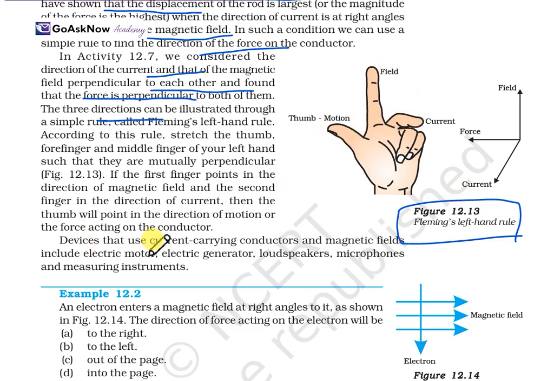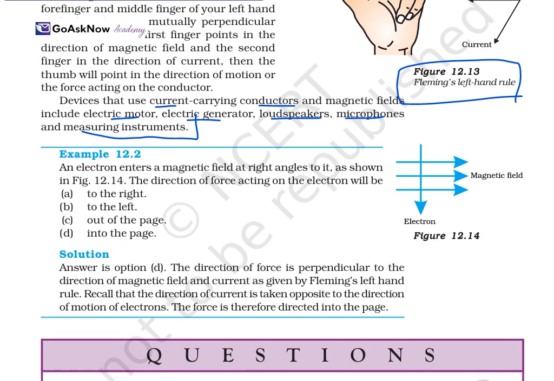Devices that use current carrying conductors and magnetic fields include the electric motor, electric generator, loudspeaker, microphones, and measuring instruments. So these are the devices which use current carrying conductors and a magnetic field.